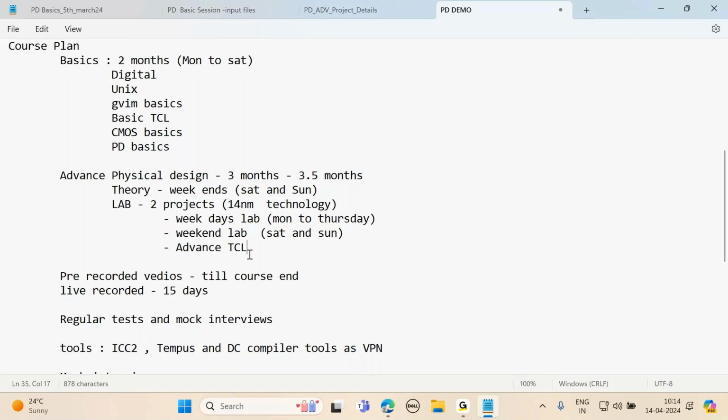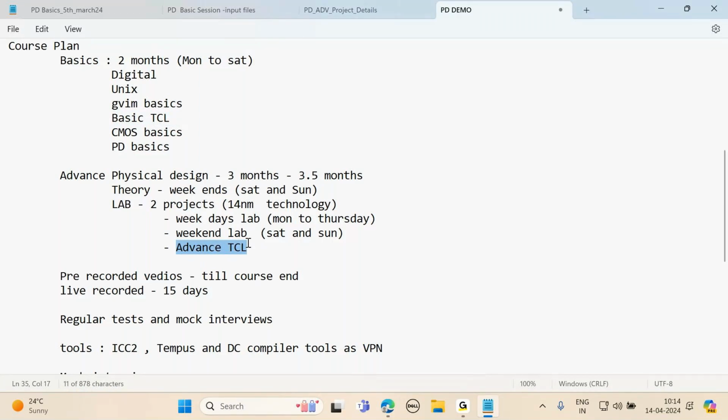See, TCL is used for automation purposes, right? How to do flow, yes, automation, sir, how to fix some issues. So some concepts are discussed here. Please give me 2 minutes, I'll complete this first. Even in our physical design course, basic TCL is done. This is done for 10 days. Even we cover advanced TCL in the advanced physical design itself.